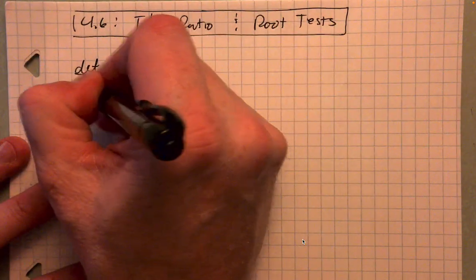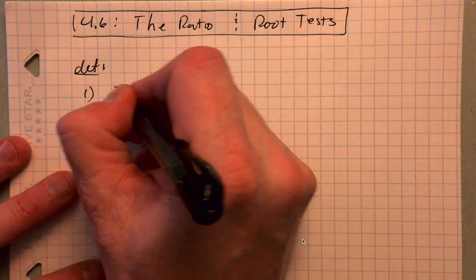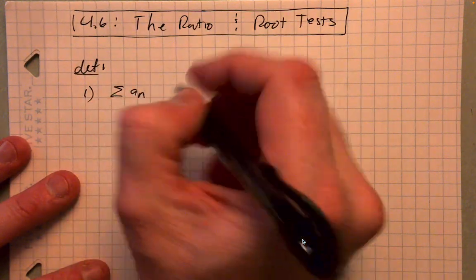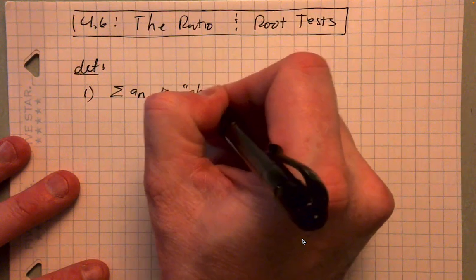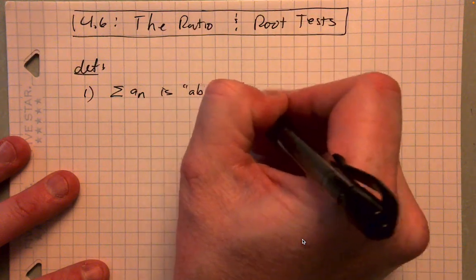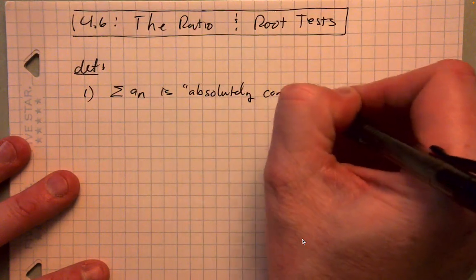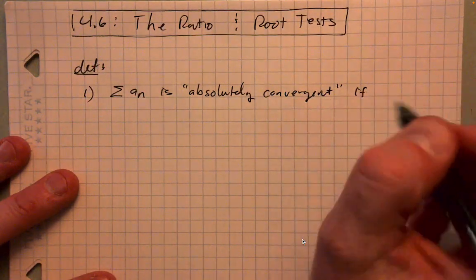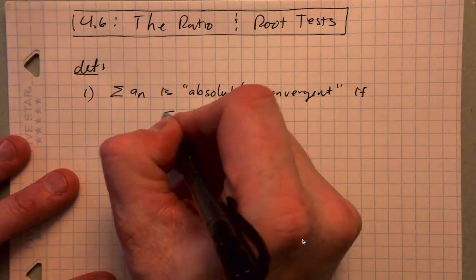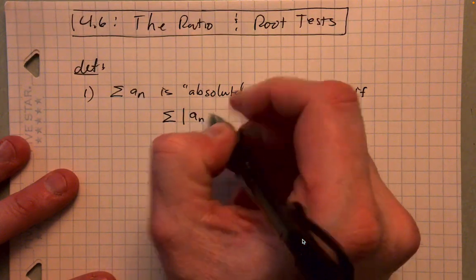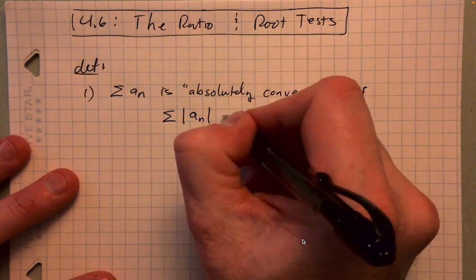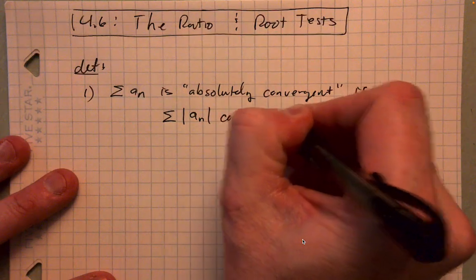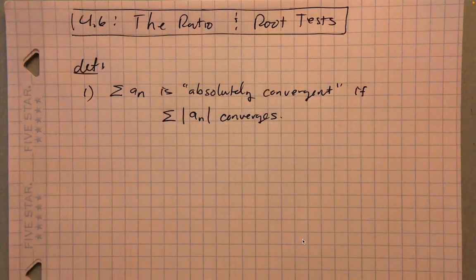What we say is that a series a_n is absolutely convergent if the sum of the absolute value series converges. That's what we mean by absolutely convergent, absolute convergence.